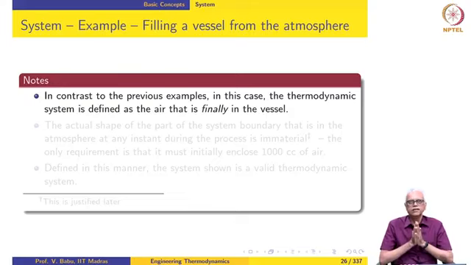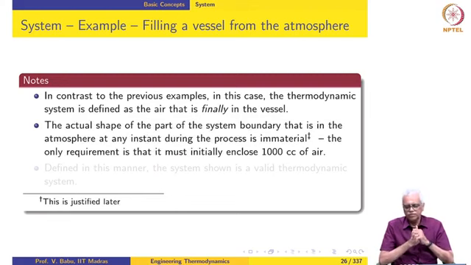In other words, we say that finally the system is going to contain 1000 cc of air, and because the system must always contain the same amount of mass, we have to use these two facts together and then identify the system. In the earlier two examples it was easier to do. Here you have to think things through and then define the system appropriately.